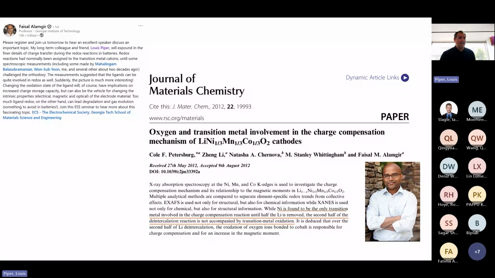I've highlighted from the abstract the key bits there, where it's found that as they pulled out only about half of the lithium, most of the redox was seen, in this case using hard X-ray absorption spectroscopy, as nickel oxidation, and then the second half seemed to suggest it was more accompanied by transition metal oxidation.